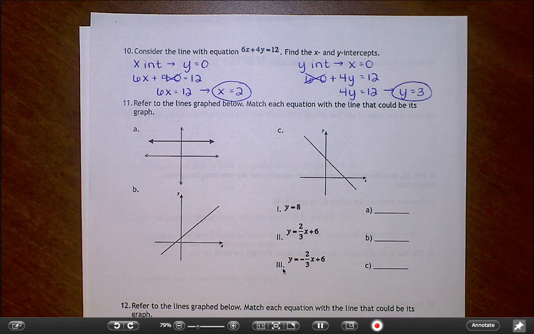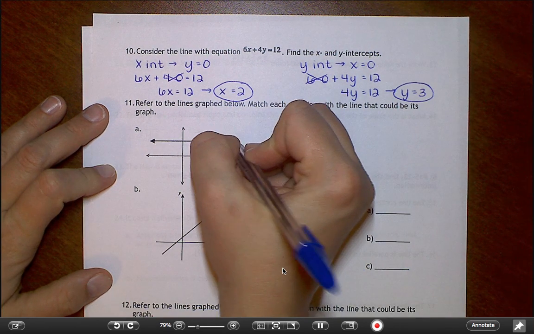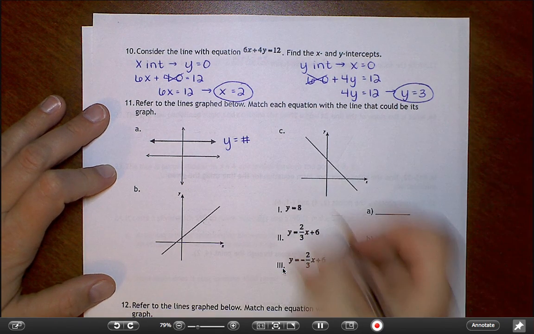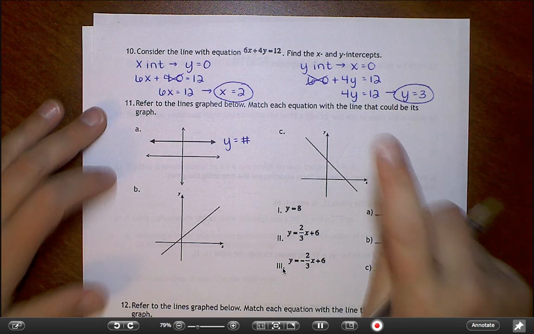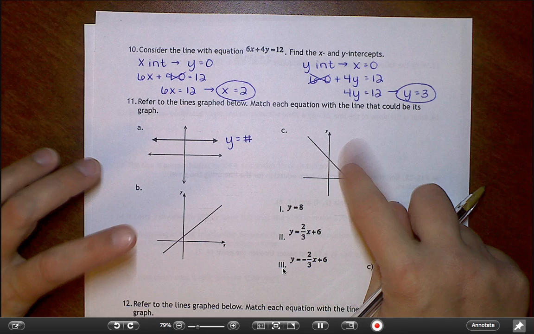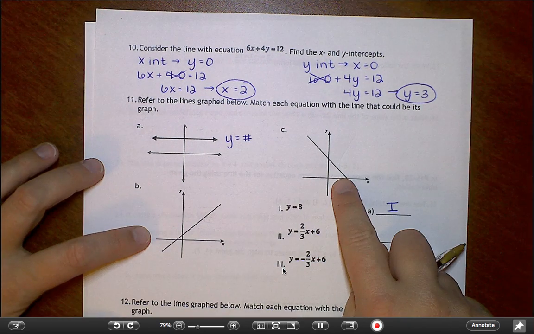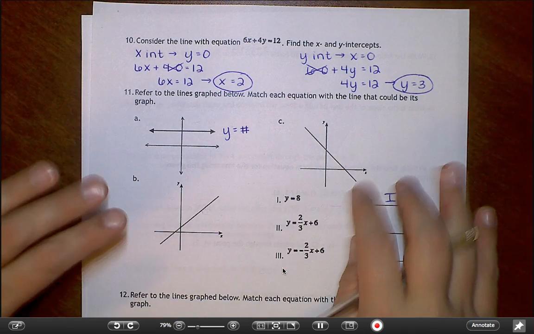Okay, so taking a look at number 11, we've got some multiple choice going on here. First off, we have a horizontal line. Okay, a horizontal line equation is going to be y equals some number. Anytime you see a horizontal line. So looking at our options, that would be option number 1. Okay, and then when I look at B and C, both of them are oblique, which means that they're both going to have both an x and a y in them. It's not an x equals or a y equals, it's x and y.